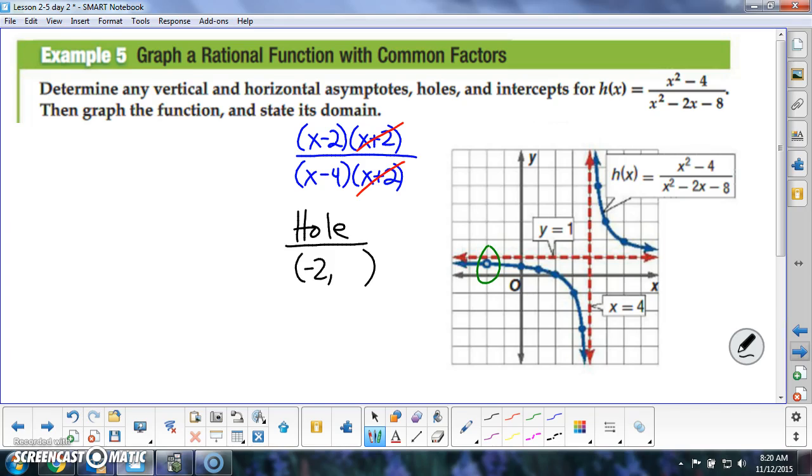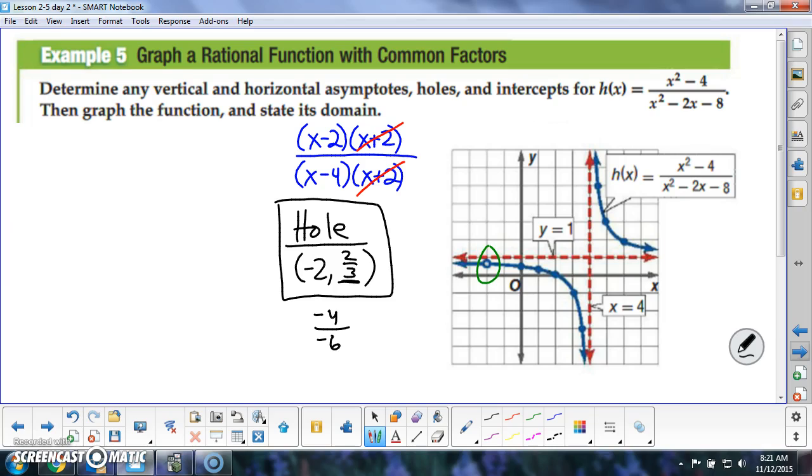Now to find the corresponding y value right here, what we have to do now is take this x value of negative 2, put it into the rest of the function, not the part that I canceled out. If I put it into the rest of the function, we'd end up with negative 4 on top and negative 6 on bottom, so that reduces into positive 2/3. So our hole is located at negative 2 comma 2/3.